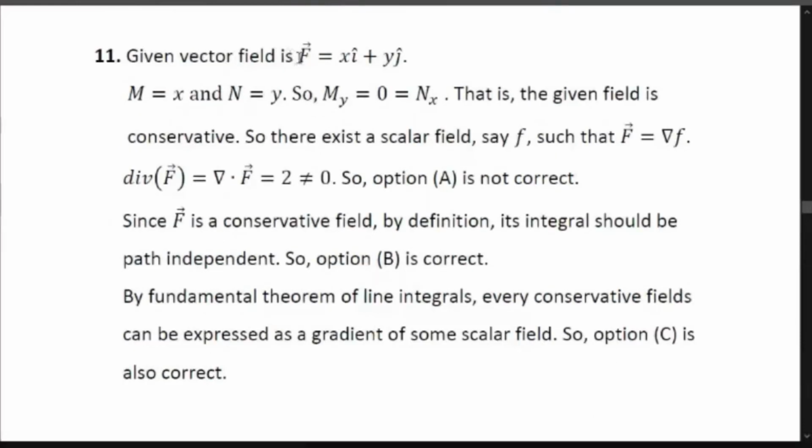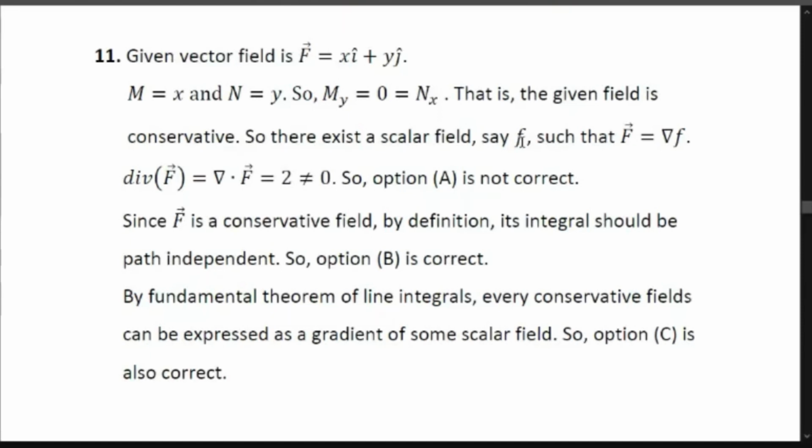Yeah, the given vector field is xi plus yj. Here the component m is x and n is y. So My is equal to 0. Nx is also 0. So My is equal to Nx. We don't have a component for z. The third component is not there. So the given field is conservative. So if the field is conservative, then there exists a potential function for that.